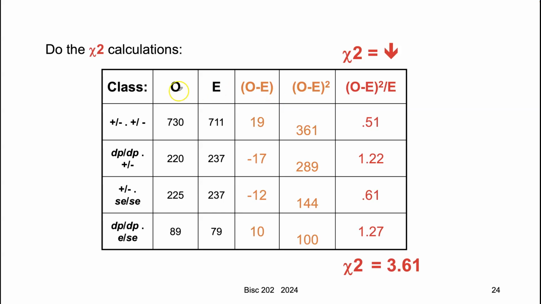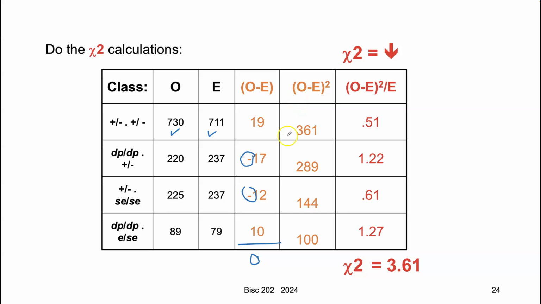Okay, so here's our table. Same categories. Here's our observed and our expected. Here's our observed minus expected. Notice again the negative numbers. I'll draw your attention to that because a good way to check whether we've done our calculations correctly is that when you add all these together, you should end up with 0, and you do. 19 plus 10 is 29, minus 17 minus 12 is minus 29, so that gives us 0.